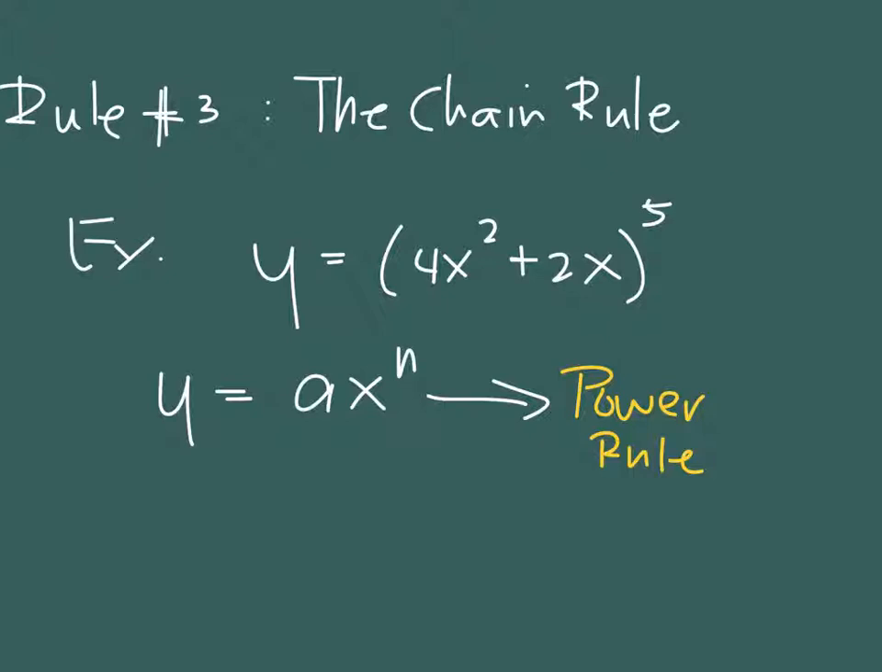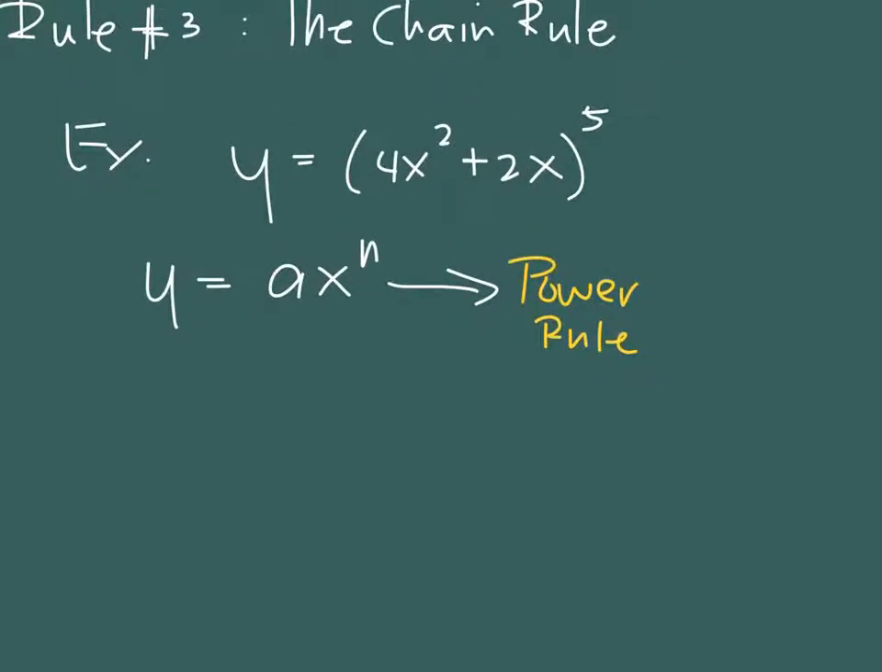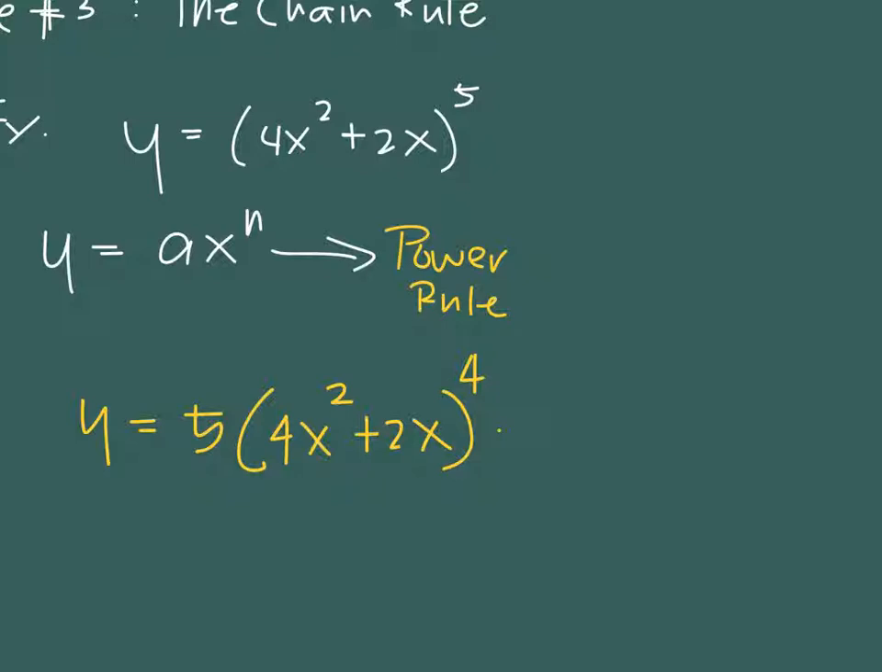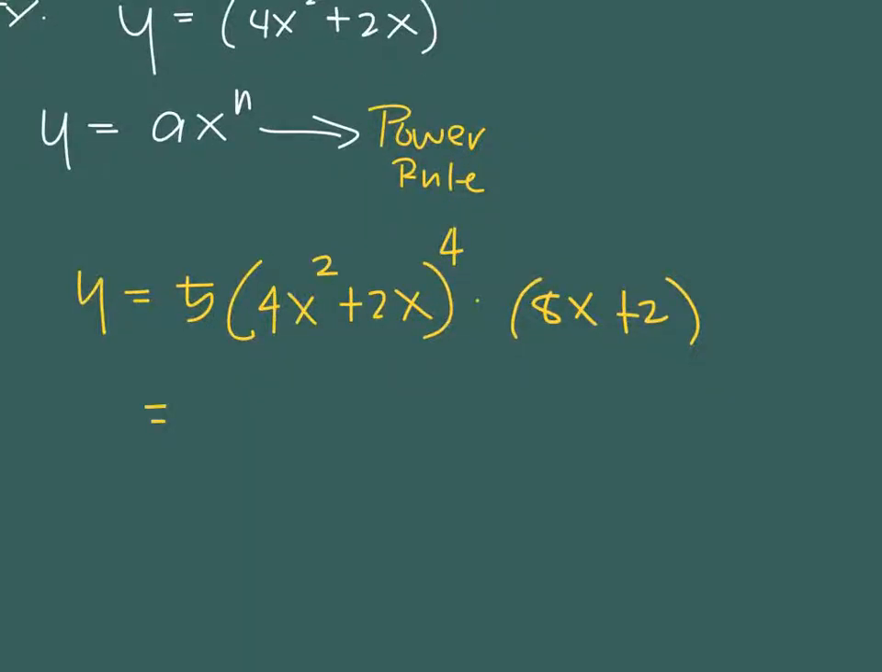So that means, in this example, we have 5 times 4x squared plus 2x raised to 4, because it's 5 minus 1. But there's an extension to this, and it will be multiplied to the derivative of the one inside the parenthesis. Sometimes they say it's the tail of the derivative. This is 8x plus 2. Okay? And then maybe we can just put the 5 together with the 8x and 2. So that's 40x plus 10.